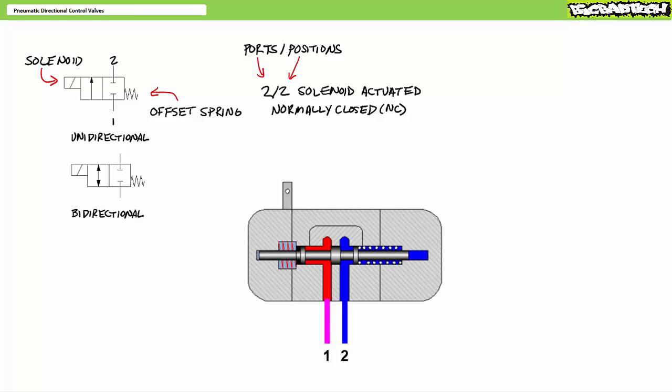In the deactivated state, the spring offset on the right-hand side positions the sliding spool such that a land, or a high point on the spool, blocks passage from 1 to 2. Whereas in the activated state, the energized solenoid on the left-hand side pushes the sliding spool such that a valley, or a low point on the spool, allows passage from 1 to 2. When the solenoid is de-energized, the spring offset returns the spool such that the land again blocks passage from 1 to 2. Let's build upon and modify this valve.